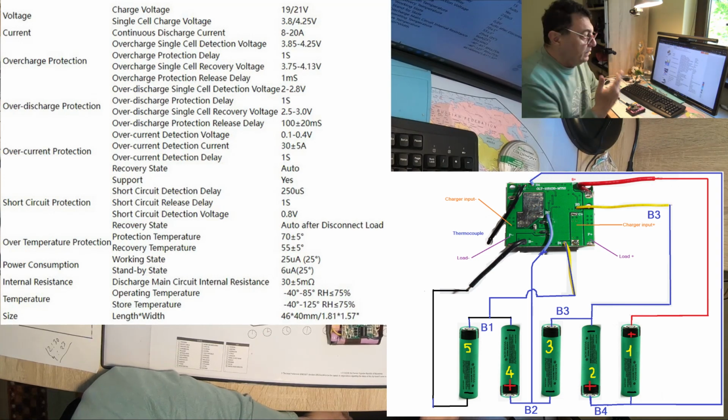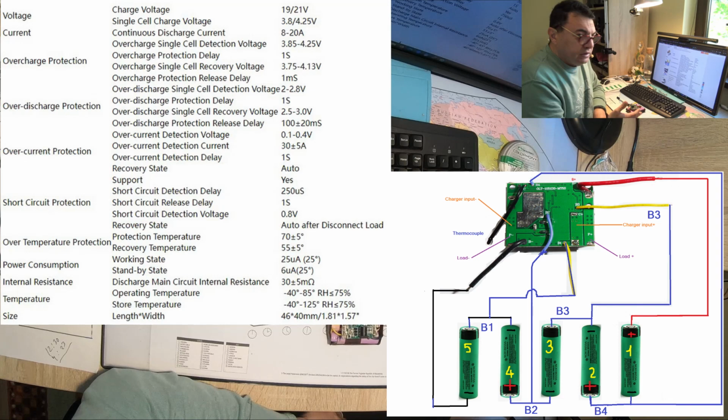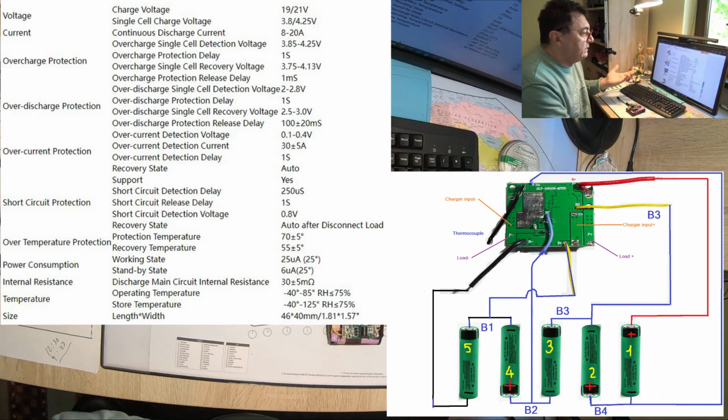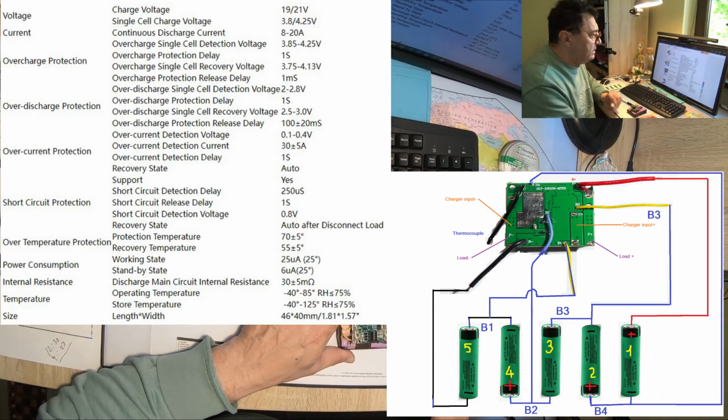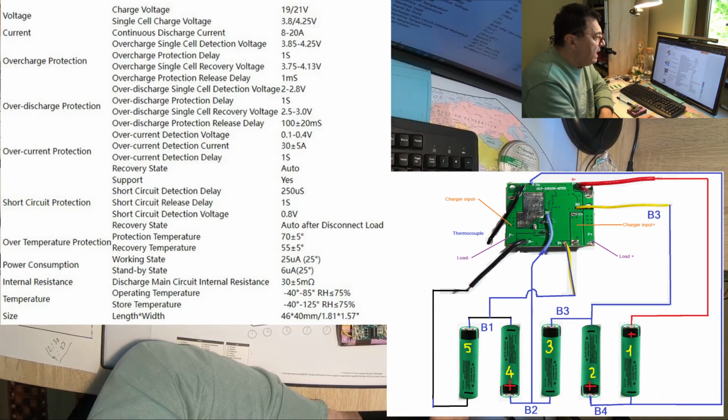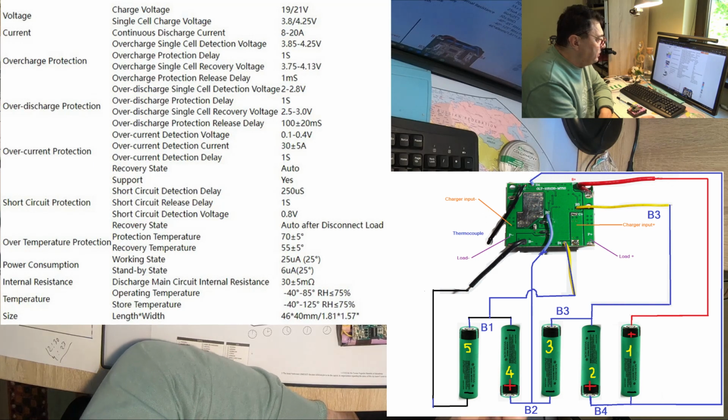So maybe that's why it's not reaching the shortcut cut down. I didn't realize it shuts down the batteries once a shortcut is on the way. It has a kind of overcharge single cell detection voltage. That's good. Overcharge protection, yeah, we got that. Over discharge protection, yes, we got that. Oh, it's reaching 30 amps. Okay, overcurrent protection. That's overcurrent, so it's not exactly a shortcut. Interesting, no short circuit protection.